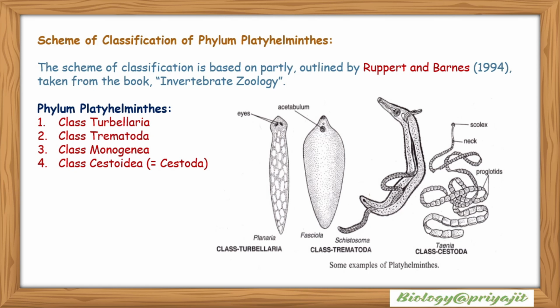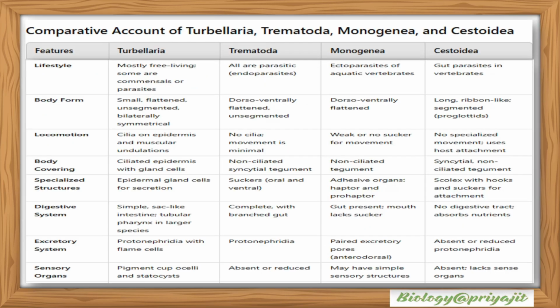Scheme of classification. Now we should know about the classification of Platyhelminthes. The scheme is based on one partly outlined by Rupert Barnes in 1994, taken from the book Invertebrate Zoology. Phylum Platyhelminthes can be classified into four classes: Turbellaria, Trematoda, Monogenea and Cestoda. These are images showing different examples of Platyhelminthes. So this is the comparative account of the four classes.